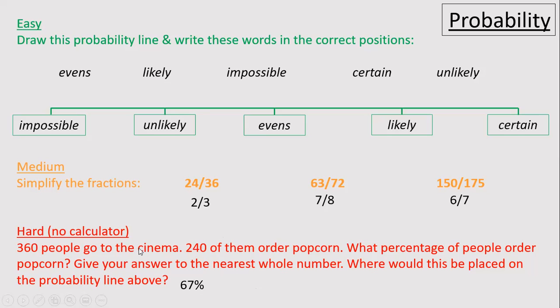That's 240 divided by 360. So top fraction divided by the bottom fraction times 100. And you can see there, 67% is above evens. Evens is 50%. That's half the chance of something happening. So 67% is leaning more to certain, but it's not quite likely at this point.